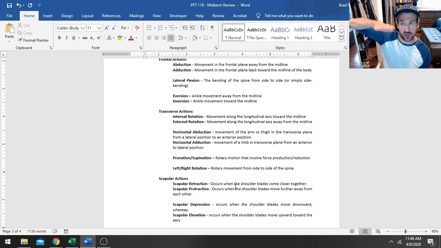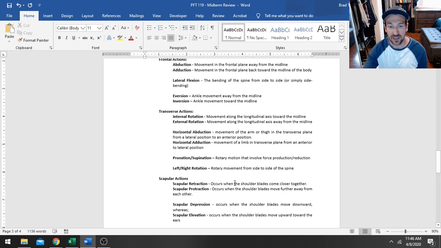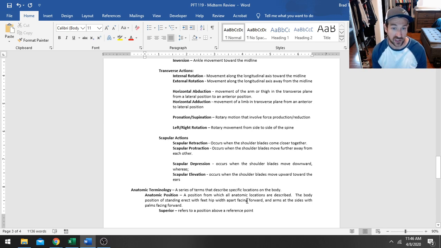Eversion is when you show the bottom of your foot to the outside of your body. Inversion is when you rotate like this and show the bottom of your foot to the inside of your body. So those are all of your frontal plane actions. And then you've got your transverse actions, which are things like internal rotation. Internal rotation is when you are rotating towards the inside, and external rotation is when you're rotating to the outside. So if I rotate my shoulder in like that, and I rotate my shoulder out like that, this is internal rotation, and that's external rotation.